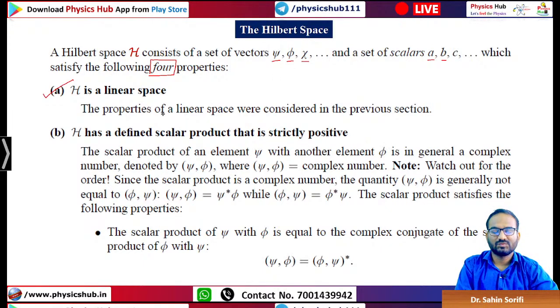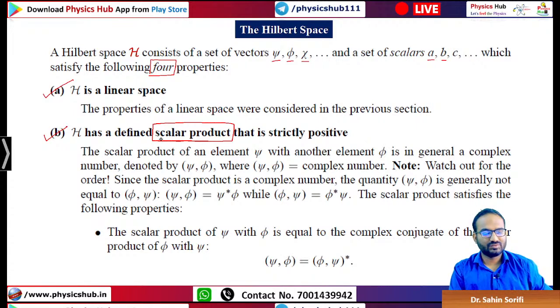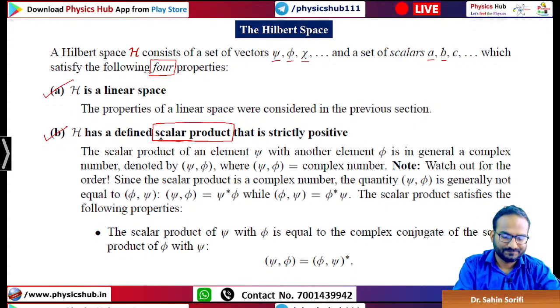And what the properties of a linear vector space are, we have already considered in the previous section. B, H has a defined scalar product and it is strictly positive. So it will have a defined scalar product. Now understanding the scalar product is very crucial.